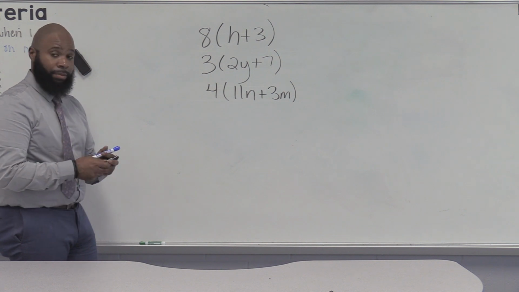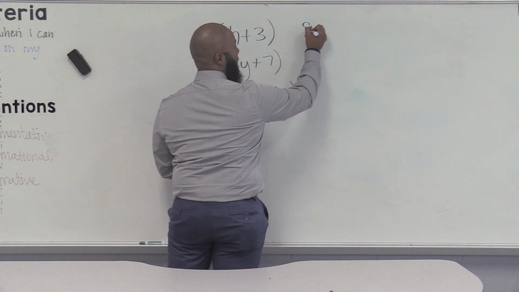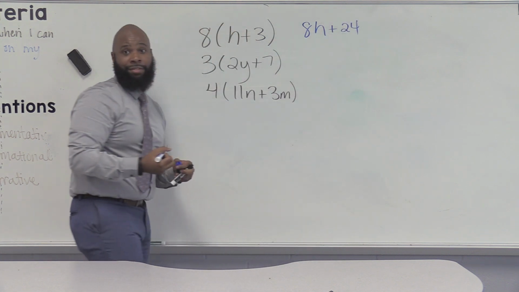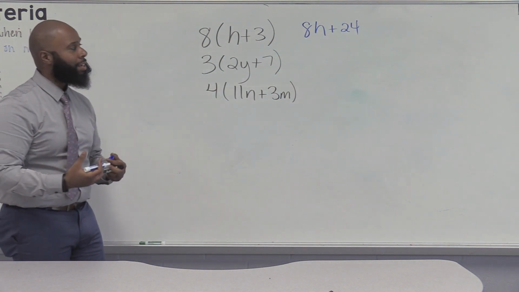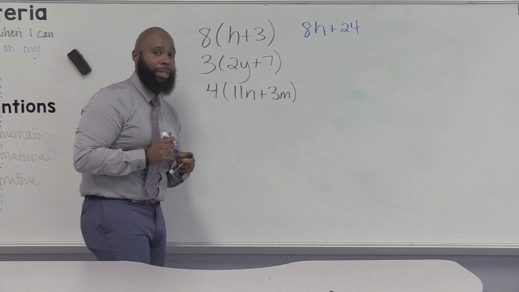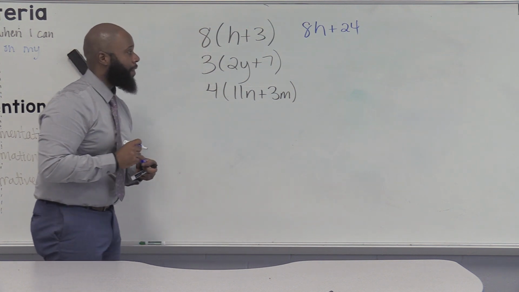Let's look at the first one. Did you get, for your answer, 8h plus 24? If you did, great job. If you didn't, go back and look at your notes. See what you need to combine. Use that tape diagram if you need to. Make sure that you're combining those like terms. Keep going for the rest of the two.